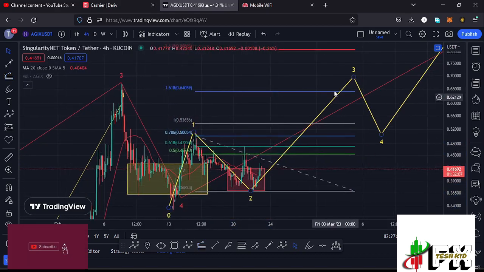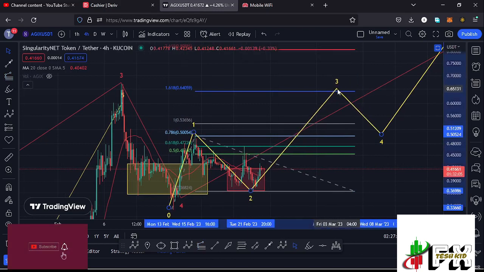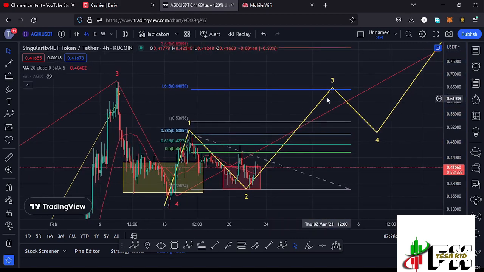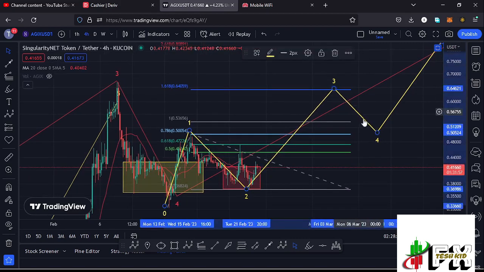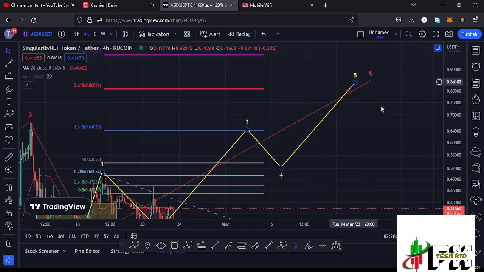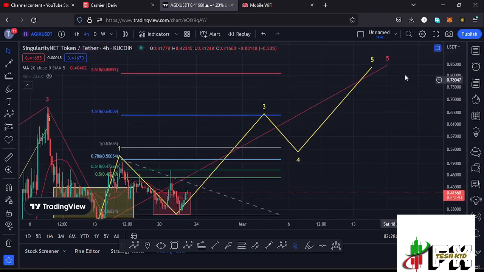That gives me a minimum target area to the upside in the formation of that wave 3 at the fib level 1.618, and that is at around the $0.64059 mark. And once the high for that wave 3 is in, then we can expect a pullback in the formation of that wave 4, and then a wave 5 to fully maximize our target areas to the upside in the formation of that larger Elliott wave count 5 at around the $0.84 mark.